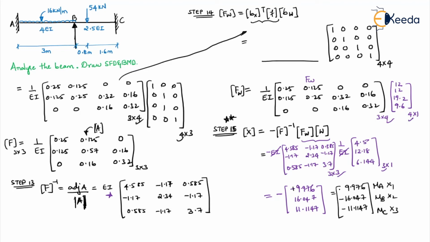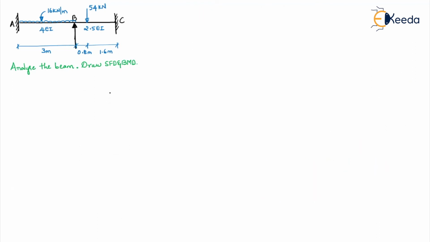Also, so this will be 9. Okay. So once you are done with your x, what you have to do in step 16 is find your PF, the element forces. Your PF is equal to your Bx into x plus your Bw into W minus your PE.